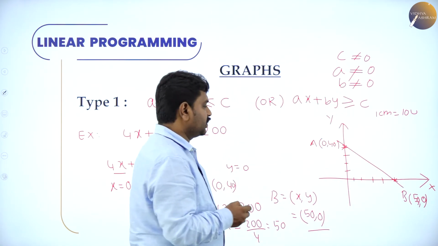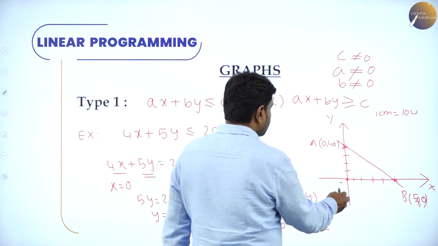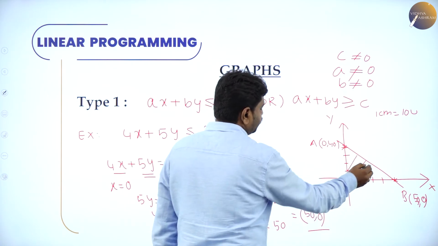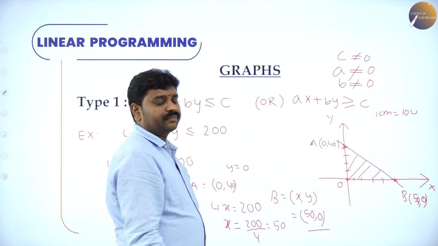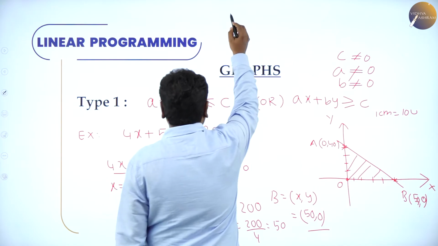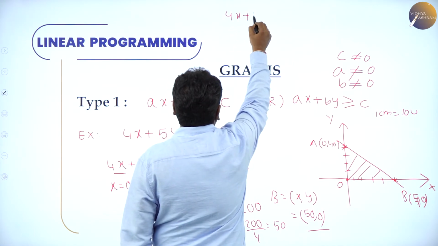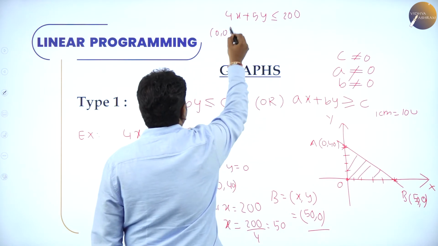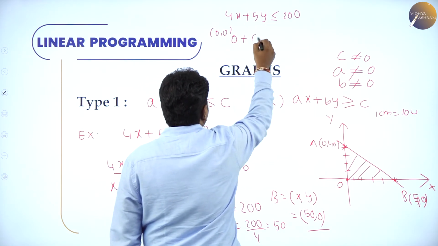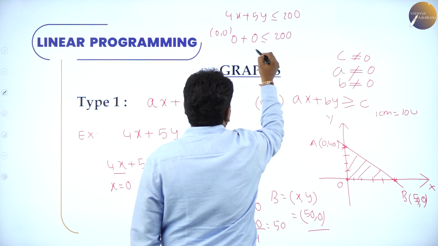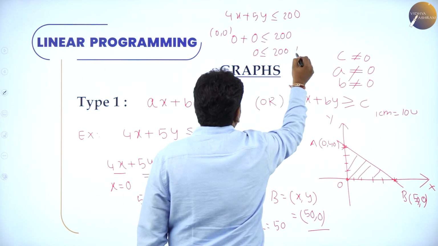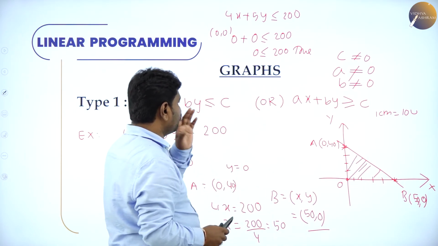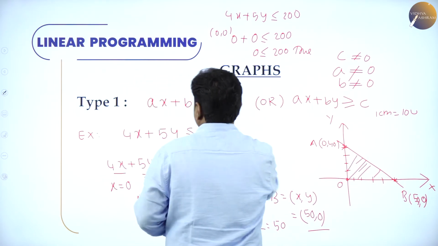And we need to shade. To shade we have the origin here. Dear students, less than means shade towards the origin. Meaning, if I substitute the origin, it becomes true: 4x plus 5y less than or equal to 200. Substitute the origin, in the place of x and y put 0. 4 times 0 is 0, 5 times 0 is 0, and 0 is less than 200, which is true. So I should go towards 0 because I am getting true.